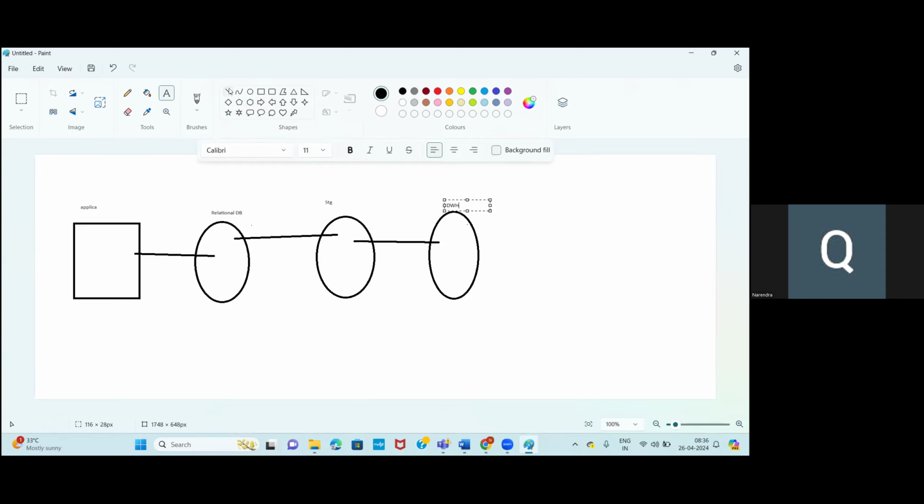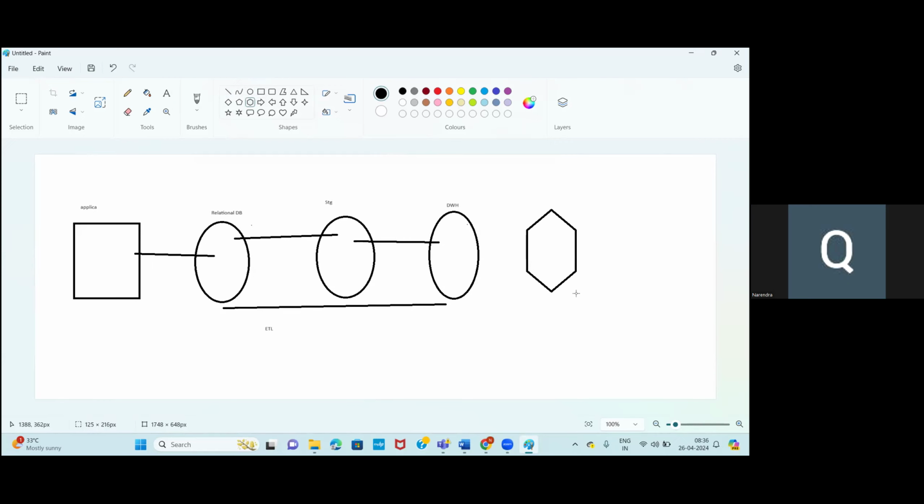From this relational database to the data warehouse, it is called the ETL process: extract, transform, load. This is the process we are going to validate. But after this process there is another process, that is BI reporting. Once data is loaded into the data warehouse, we use a BI tool, a business intelligence tool. This tool gets the data from the data warehouse and generates the reports, whatever report you want.